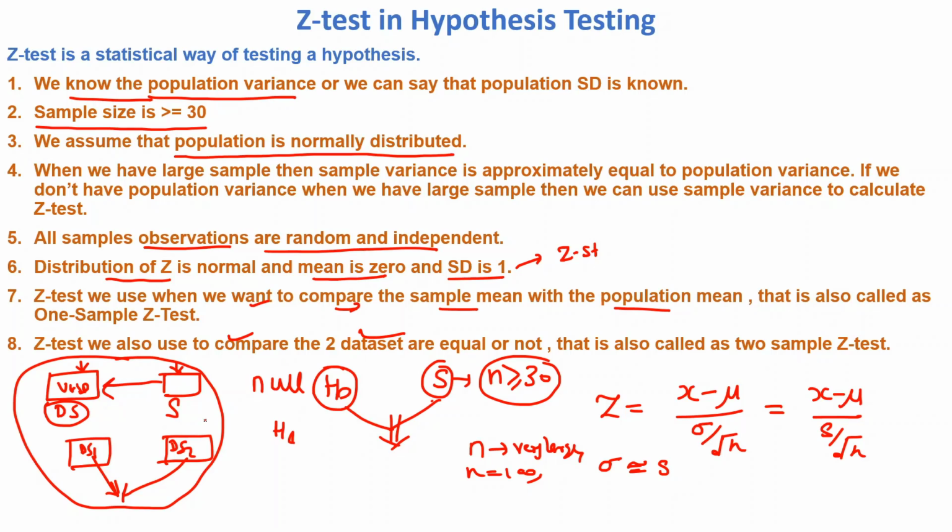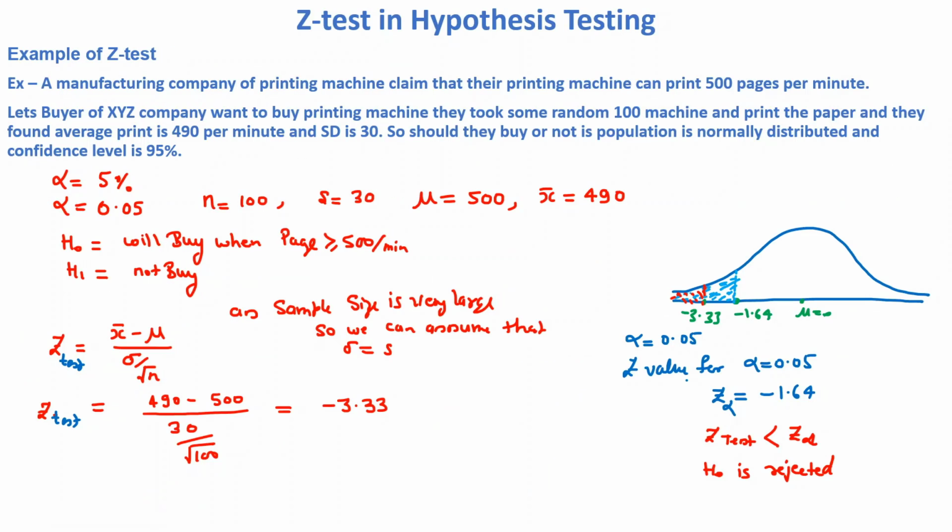The second point says how we compare two data sets. We can compare by using the mean of the population. In this type of problem, we use the one sample Z test. And when we compare two populations, we use the two sample Z test. Let's understand the Z test by using one example. We have one manufacturing company of printing machines, and that company claims their printing machine can print 500 pages per minute.